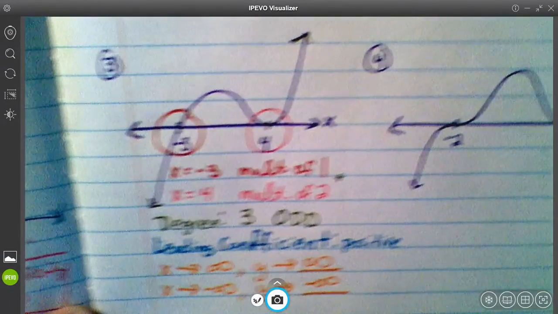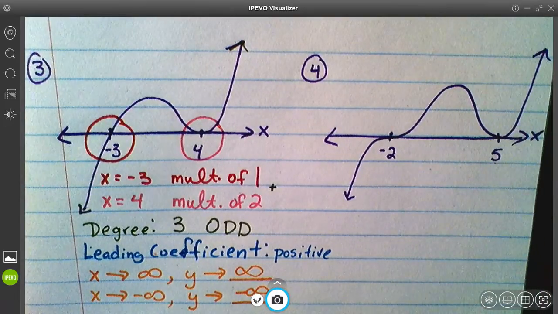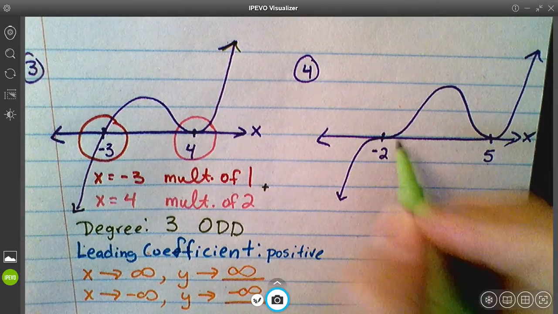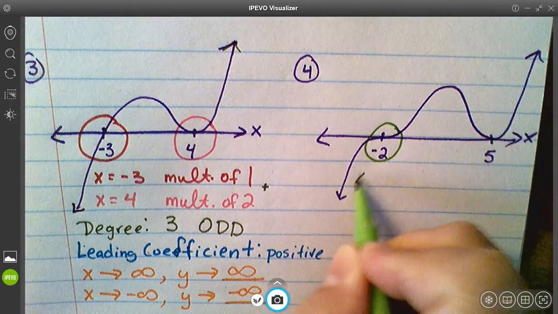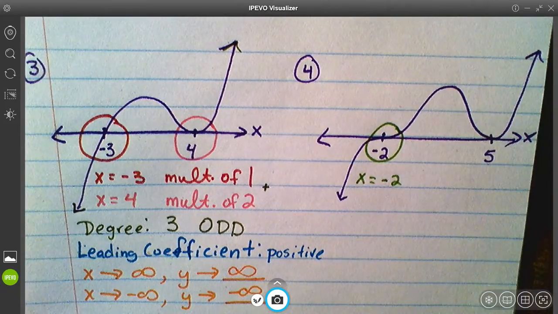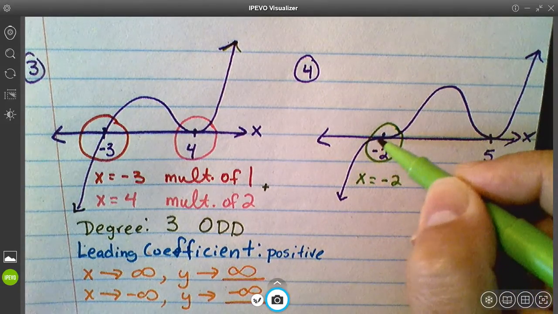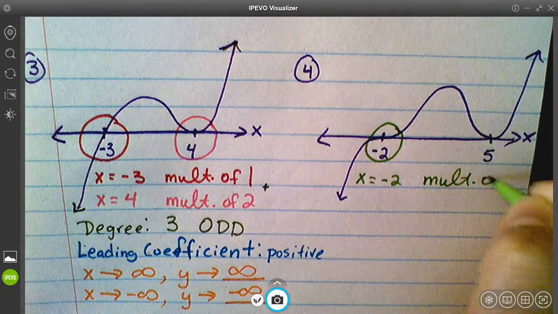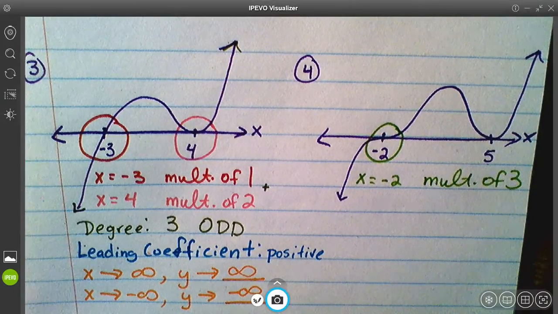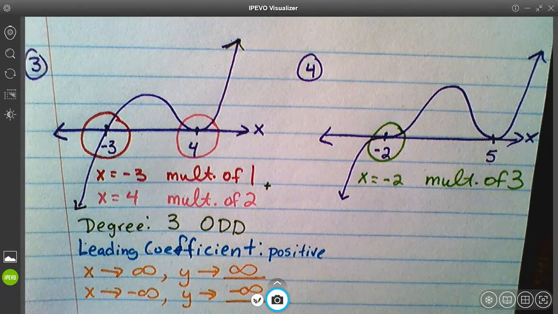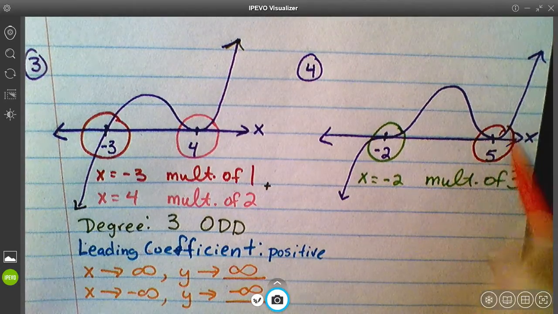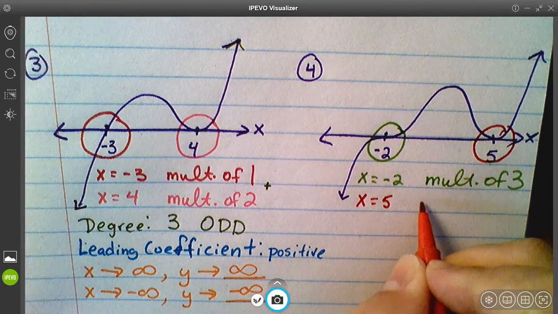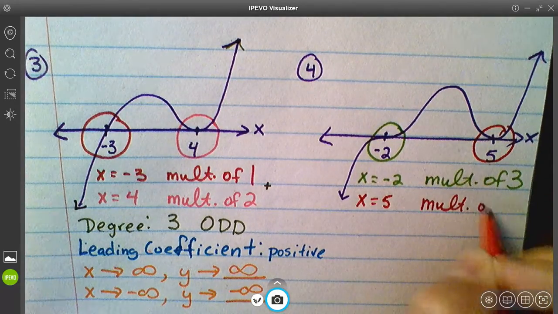Okay, let's look at another one. So I have this x-intercept here at -2, and that is a wiggle, so it goes up and it kind of lingers for a little bit. So that tells me there's a multiplicity of 3 here. Then I have another x-intercept here at 5, and that's another one of the bounces. So that's a multiplicity of 2.